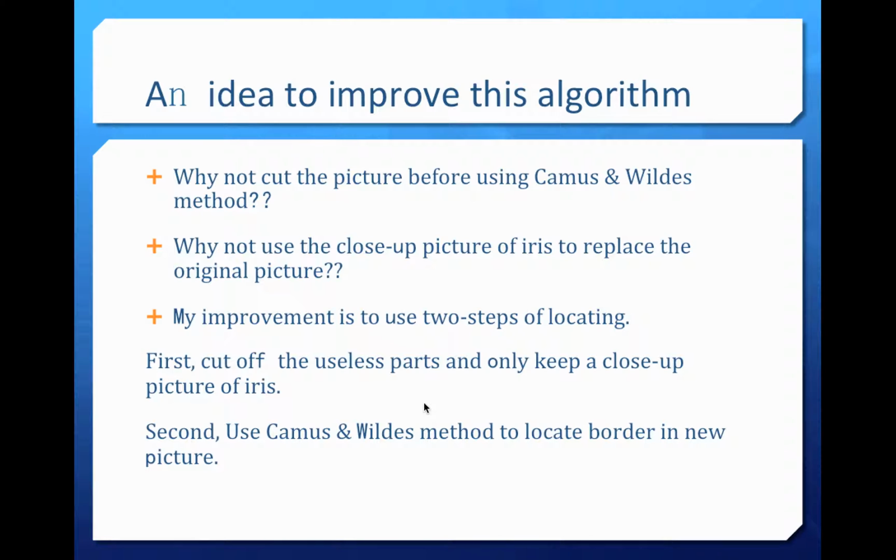So I thought about it, and then I came up with an improved code with two steps. The first step is that I cut off the useless part and only keep a close-up picture. The second is that after doing this, I use the Camus and Wildes method.